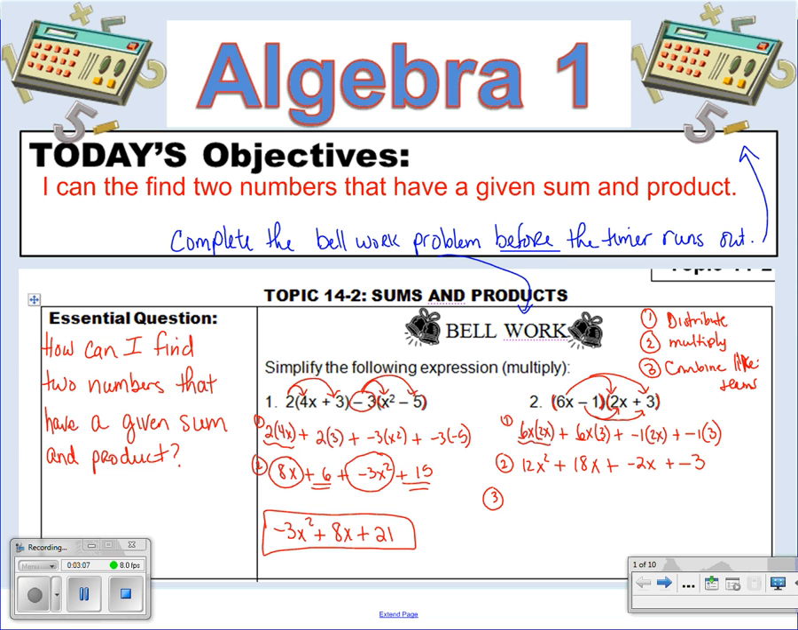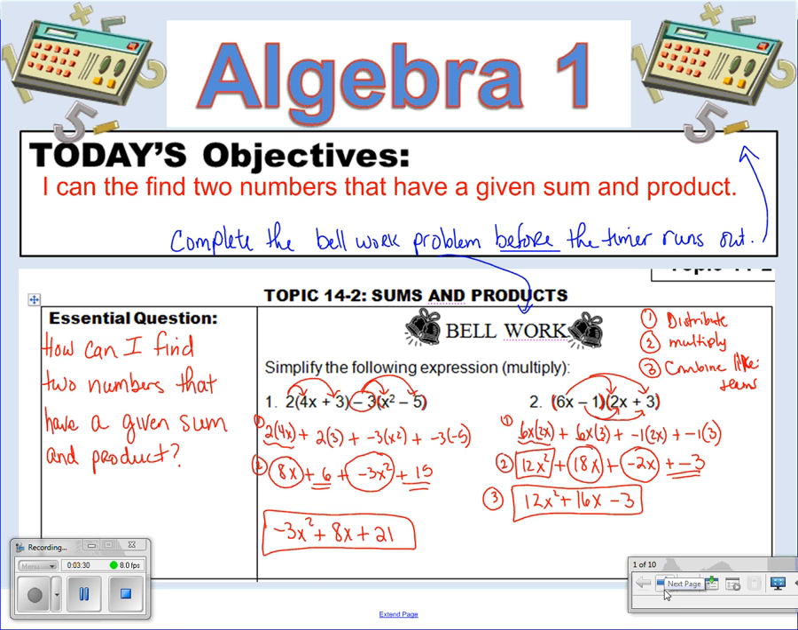Now we're going to combine like terms. I look at my x squares. There's no other x squares. We write 12x squared. Let's look at our x's. We have a positive 18x and a -2x. So 18x minus 2x gives us a positive 16x. And last, we have our number, -3. It's at the end. There's nothing to add or subtract from it, so it's just written.